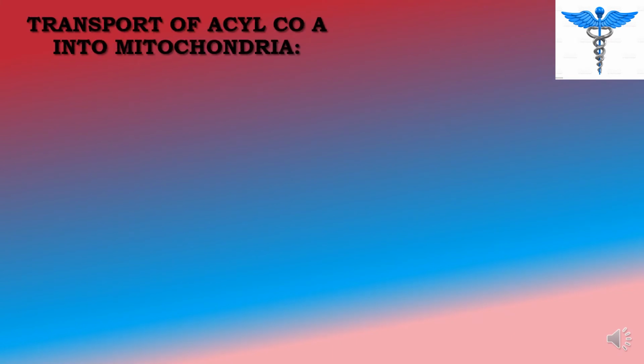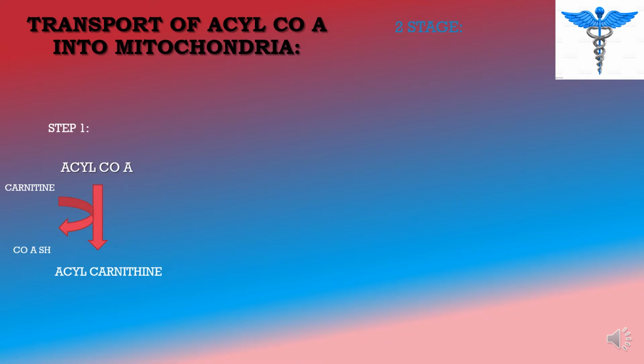So friends, now we will transport the activated acyl coenzyme A into mitochondria. This is the second stage in fatty acid oxidation. It has 2 steps. In the first step, the acyl coenzyme A is converted into acyl carnitine. Carnitine is added to acyl coenzyme A while coenzyme A thiol group is removed. This step is performed by an enzyme called carnitine acyl transferase 1, and this step occurs in the cytoplasm.